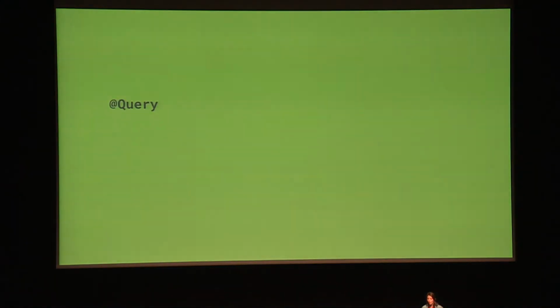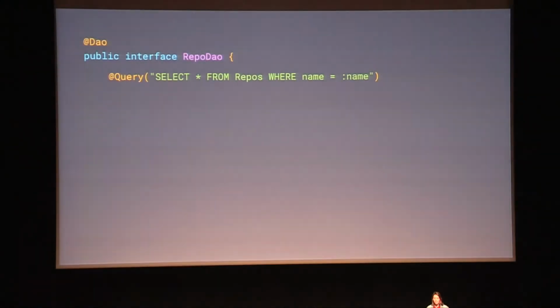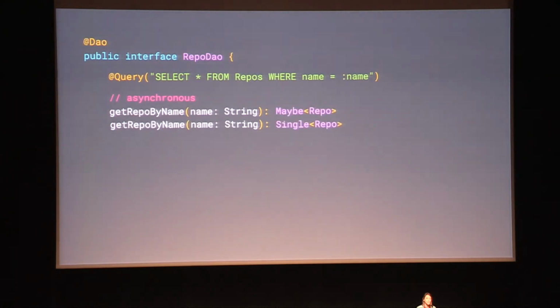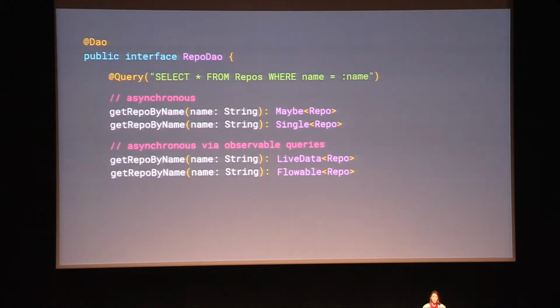Let's look a bit more at query. Let's say that we're defining a query where we want to get a repository based on the name. We can do this synchronously just by getting the repository by name. This means that here you'll need to take care of the threading. But we can also do this asynchronously by either returning Maybe or Single, but also using observable queries, either by using LiveData or Flowable.